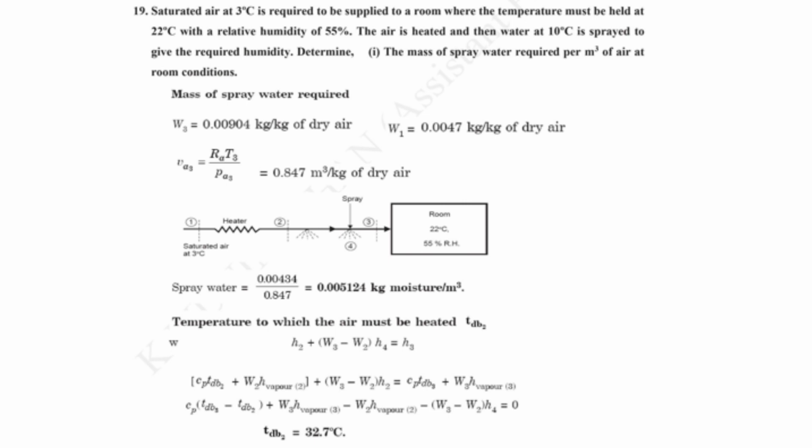This formula is also considered in the following equation, where Cp into dry bulb temperature 3 minus dry bulb temperature 2, plus W3 enthalpy vapor 3, minus W2 H vapor 2, minus W3 minus W2 multiplied with H4 is equal to 0. Through that we can calculate the dry bulb temperature 2.